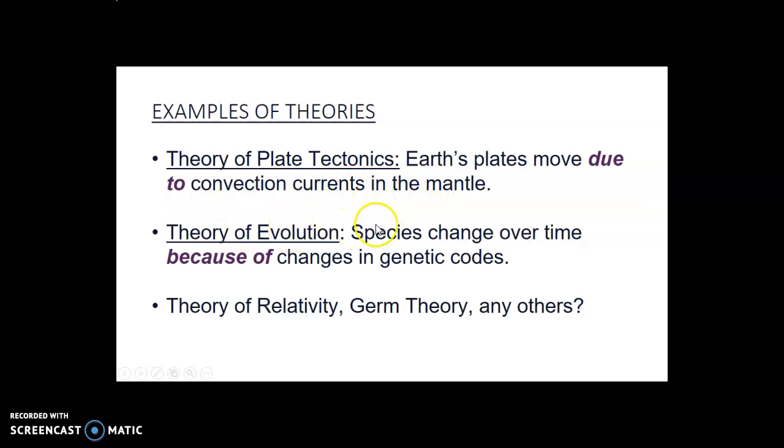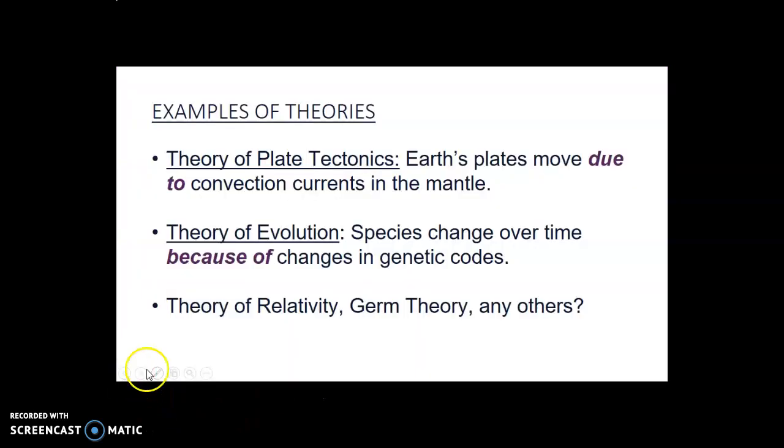The theory of evolution, maybe you've heard of this, maybe you haven't, but species can change over time because of, or you could substitute another phrasing there, due to changes in genetic codes. And that one can be kind of controversial, but evolution simply means change over time. And you can email me with questions on that if you like. There are many other theories. There's the theory of relativity. Our buddy Einstein came up with that one. There's germ theory. There's cell theory. The list goes on and on. If you know of any others, feel free to jot them down in your notebook.